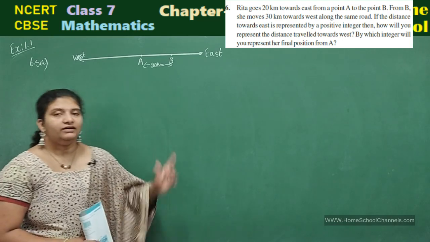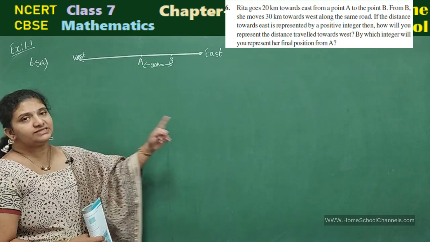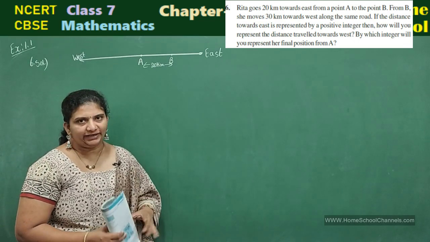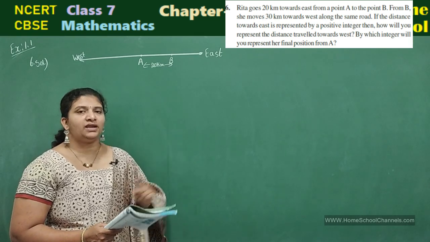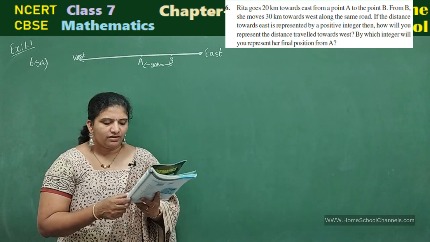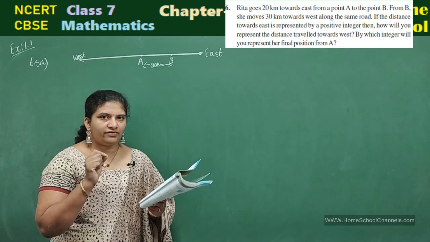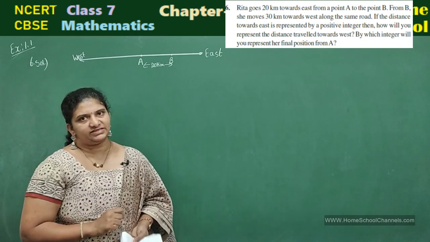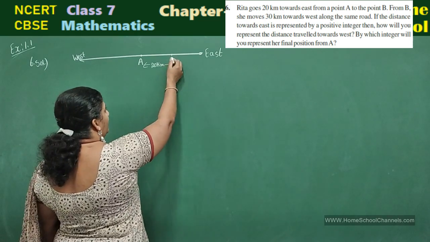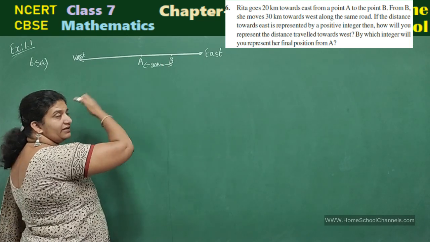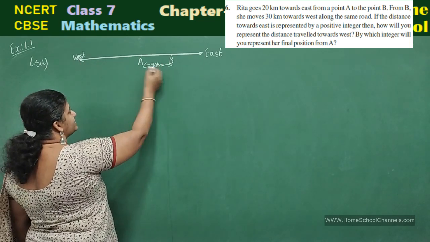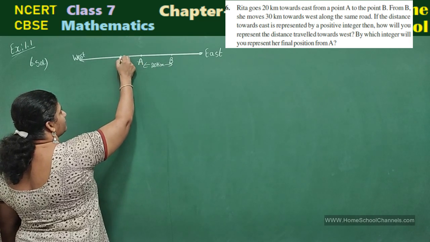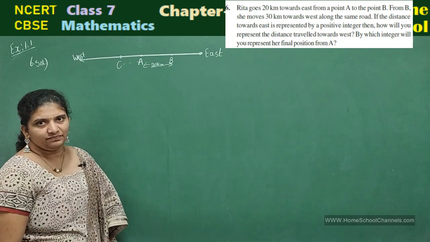I repeat again. Rita goes towards east from point A to B, 20 kilometers. What is the distance between A and B? 20 kilometers. From B, she moves 30 kilometers towards west. Look here. From B, she moves this side, left side, that is towards west 30. This is 20. So I may take here from this point. Let me mark it as C.